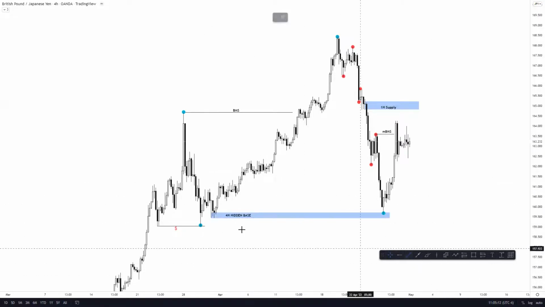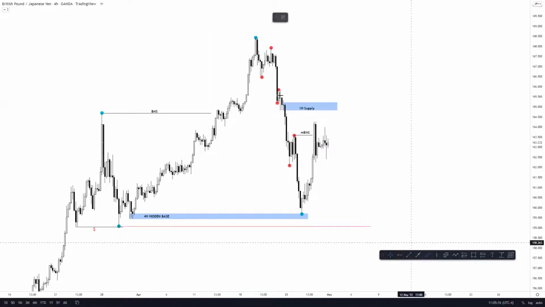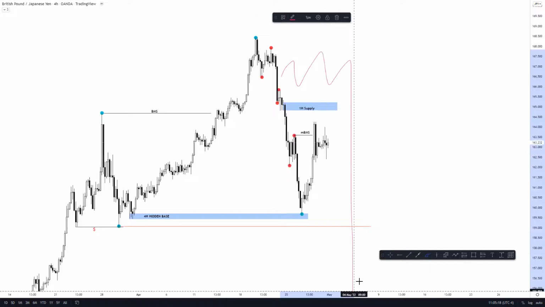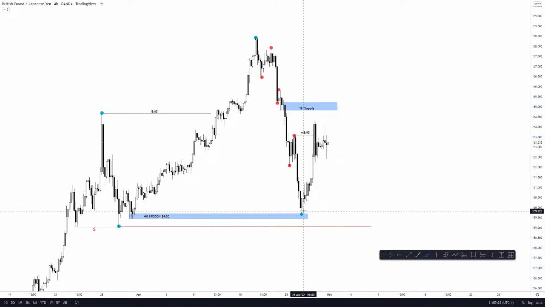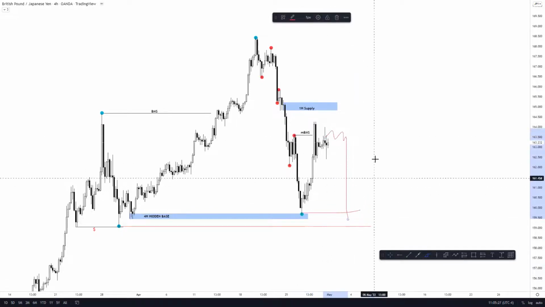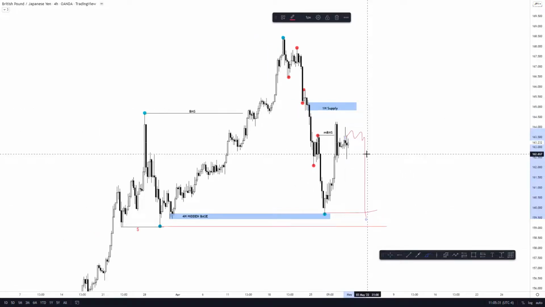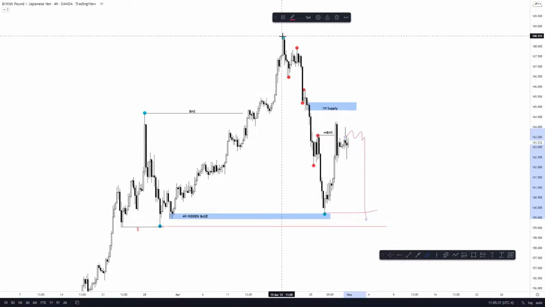If this low has been taken out, for instance, that's only where we will look for sells. Otherwise, we will not look for sells if you are looking for a swing trade or anything. Understand? Yeah, got it, bro.